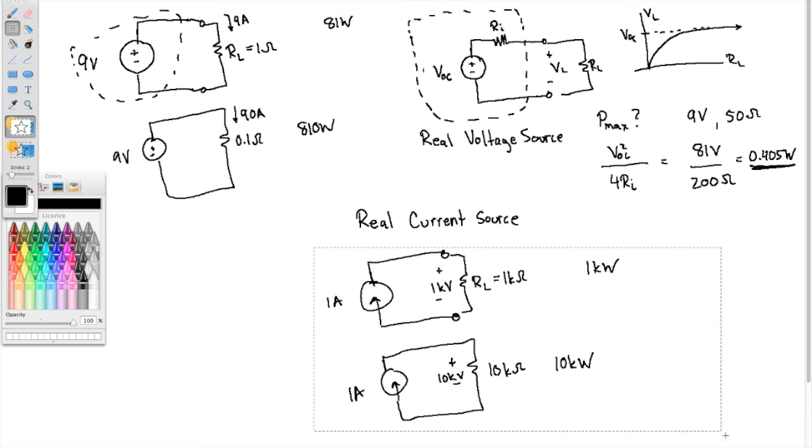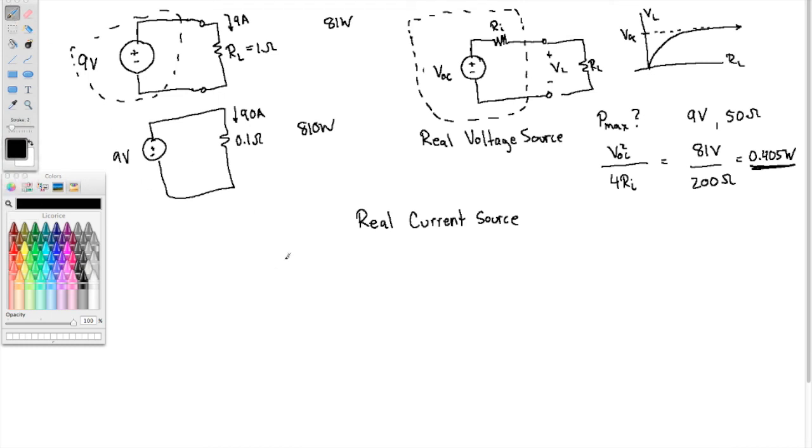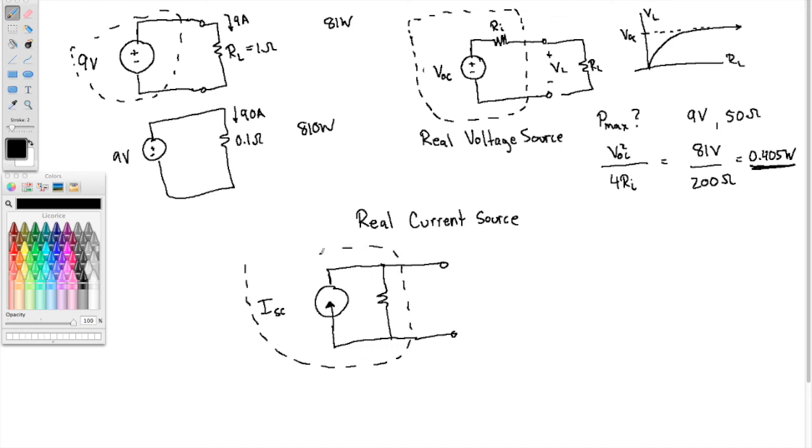Instead, Norton's theorem says, let's model that current source, 1 amp, or whatever it was, we'll call that IN, or let's call it ISC, in parallel with an internal resistance. So here's the dashed box. And this is internal resistance RI. Here's our real current source. And so when I connect something, there's going to be a maximum amount of power that I can draw from that real current source. And this prescribed value is called ISC.